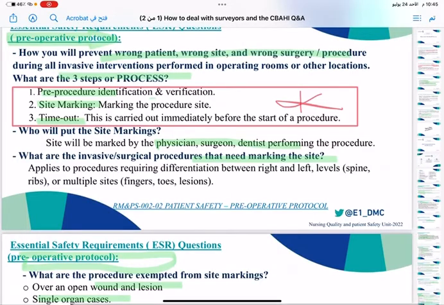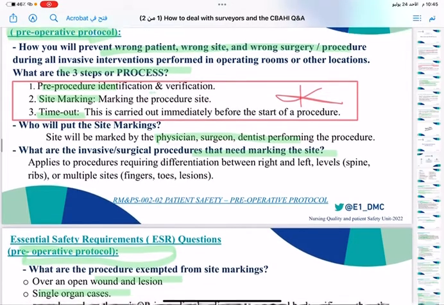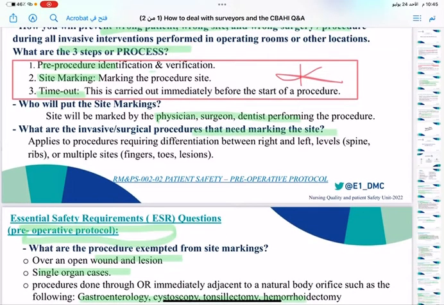For the pre-op and post-op patient, keep in mind that there are three processes: procedure identification, site marking, and timeout, which is very important. The timeout is carried out immediately before starting any procedure. The consent signing is by the doctor, and the procedure identification is by both nurses, the department nurse and the OR nurse.